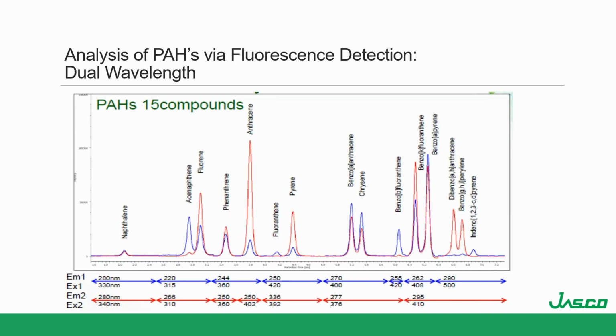So here you see the analysis of PAHs via fluorescence detection, and it looks like a pretty busy chromatogram. Very similar to that of UV-Vis. You're going to start your method development process by scanning a bunch of excitation and emission wavelengths to see what compounds respond to what. Now, as you can see here, we have a whole host of conditions down here that are required to be able to detect every one of these compounds, so all 15 of them.